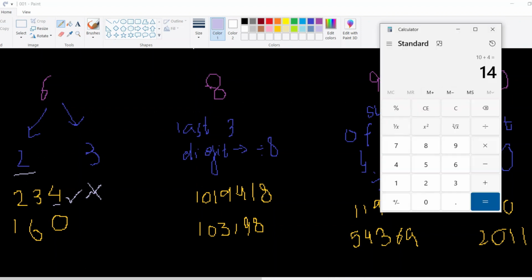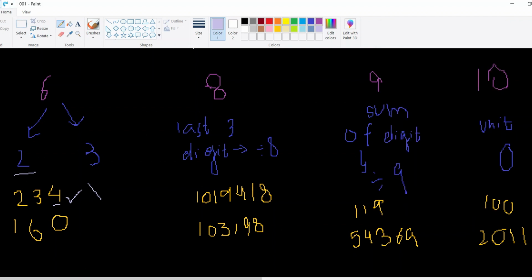Let me check again. Sorry, I think I made a mistake. 2 plus 3 plus 4 equals 9. This means this is divisible by 3 as well. So if it gives both ticks, that means it is divisible by 6 as well.